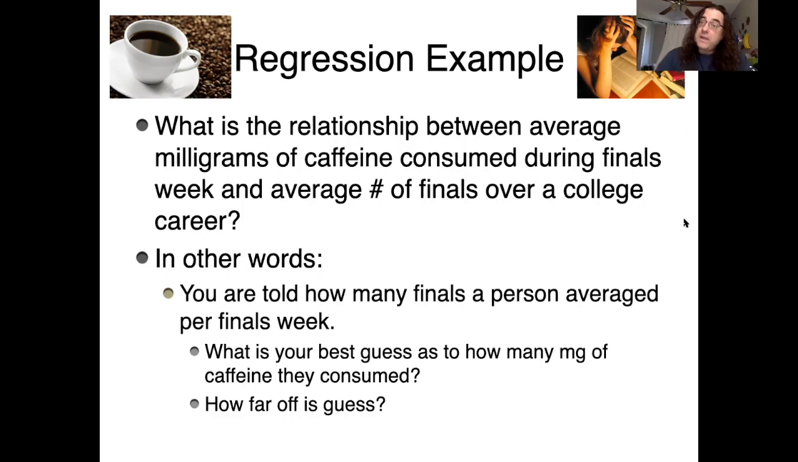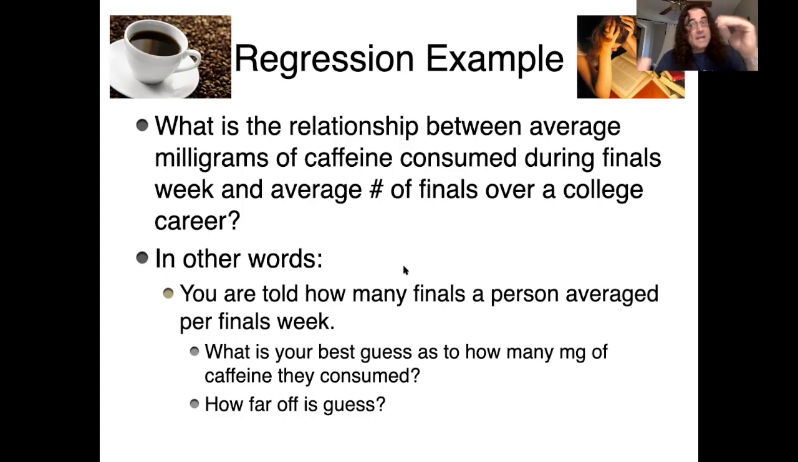And so hopefully, if caffeine has anything to do with how many finals you take, there will also be a person-to-person difference in how much caffeine they consume. All right. So in other words, what we're going to do is designate the number of finals as the X variable, and then we're going to use the number of finals to predict how many milligrams of caffeine that person will have consumed. And then we're going to evaluate our best guess and say, typically, when we give our best guess, how far off is it from the truth?